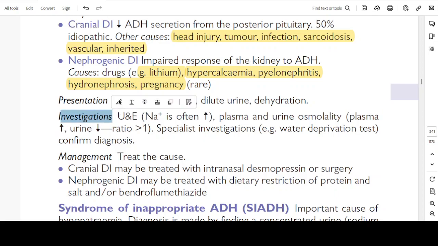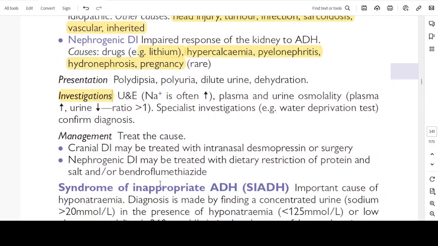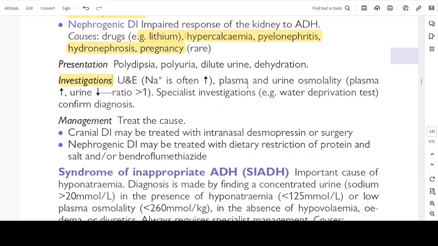Investigations. Urea and electrolytes. Sodium is often high. Plasma and urine osmolarity. Plasma osmolarity is increased, urine osmolarity is decreased, ratio is more than 1. Specialist investigations: water deprivation test to confirm the diagnosis. There is dilute urine even though there is a concentrated plasma, and the plasma to urine osmolarity ratio is more than 1.